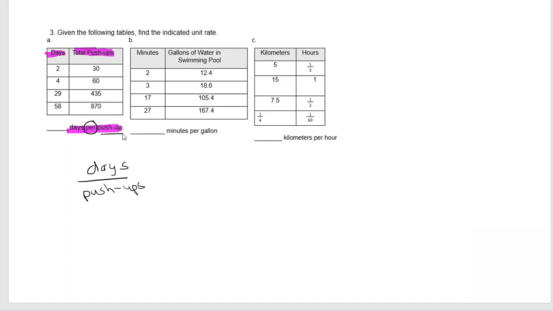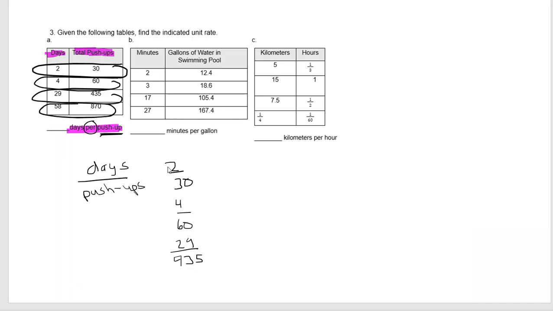Remember that key word helps you to know what you're dividing by. So you can go ahead and just pick this top set of information, days per push-up. And if you pick the next one, days per push-up, or the last one, days per push-up, it doesn't actually matter which one you pick because all of these are going to give you the same answer, which is 1/15 as a fraction.